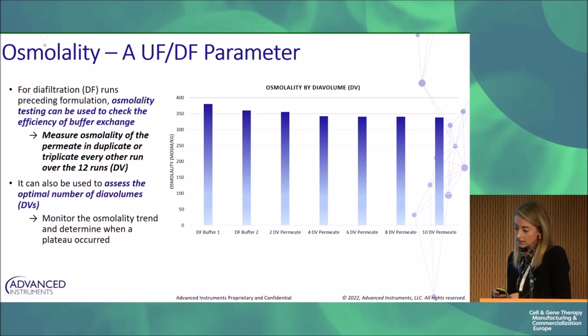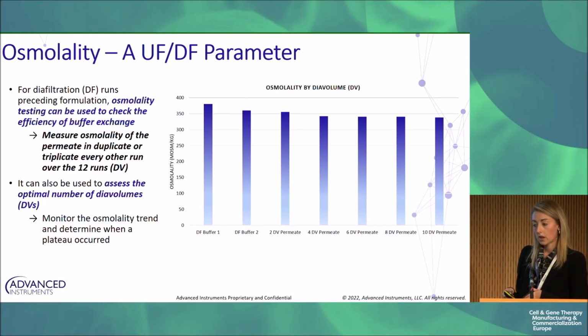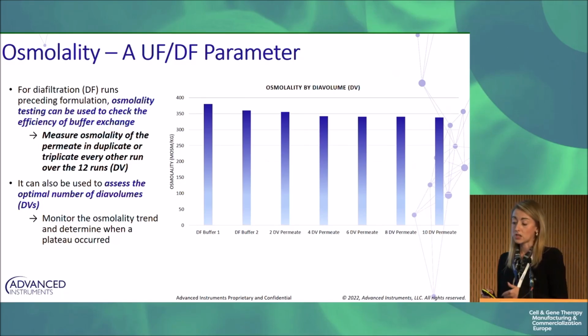In addition to this, what they're actually looking to do is potentially improve their process by looking at the osmolality. So you can see that the osmolality plateaus out from around kind of the 6 diavolumes to the 10 diavolumes. So what they are looking to do is potentially reduce the number of diavolumes in their process based on the osmolality result. So if they are achieving their osmolality result at an earlier point in their process, maybe they can cut down their process with time, by cost, and therefore optimizing their process.